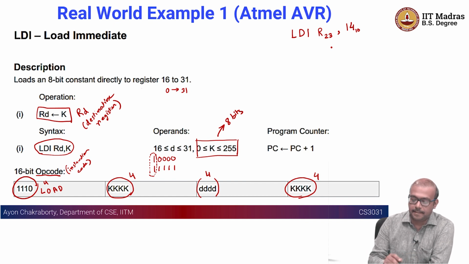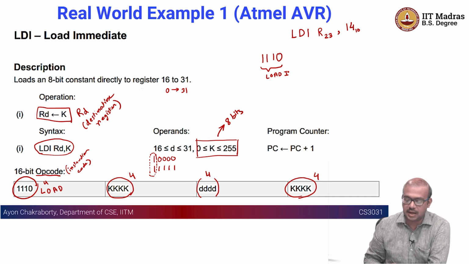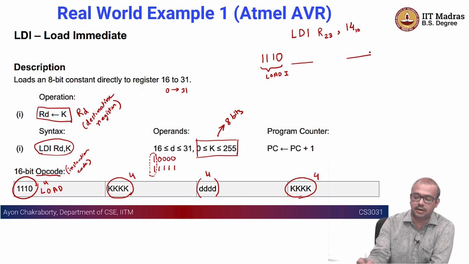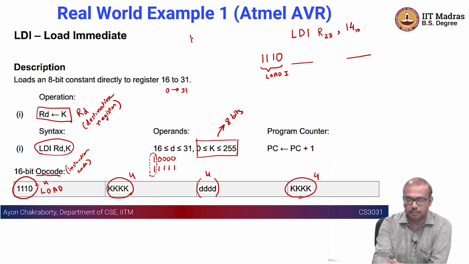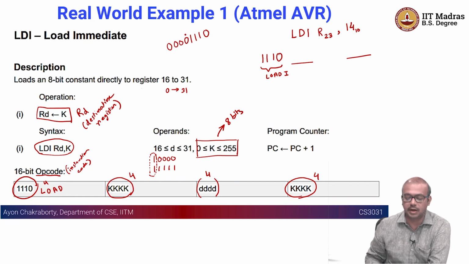Definitely the first 4 bits are going to be 1110. This specifies that this is load immediate. Then the next 4 bits are KKKK, and the last 4 bits are also KKKK. So 14 is 8 plus 6, so 1110. This is 14, but we want to use 8 bits, so this is your 14 value.